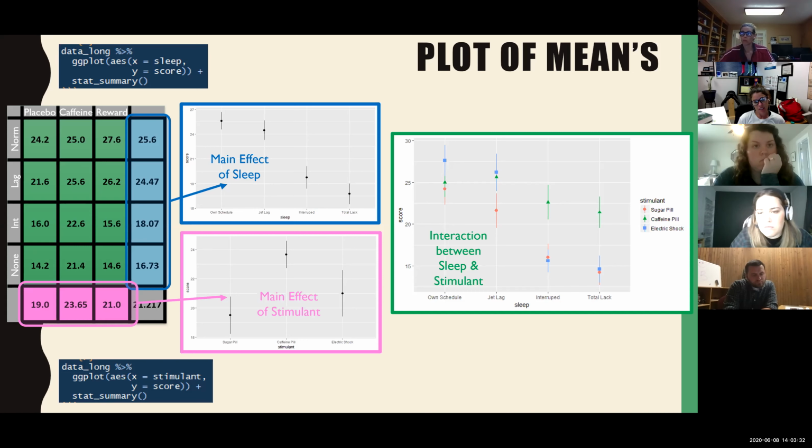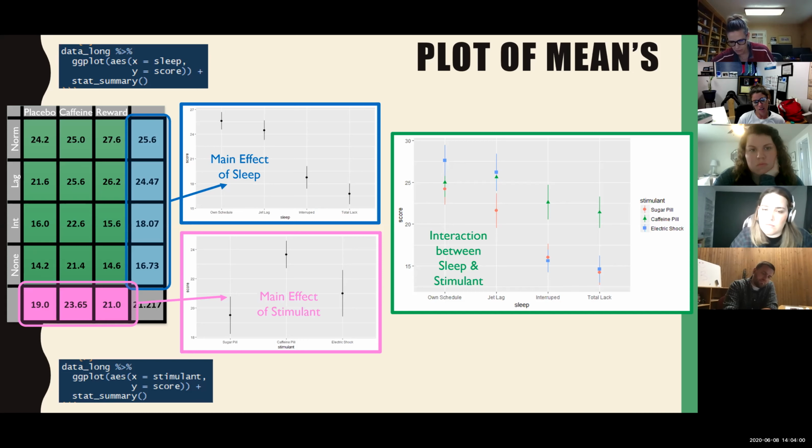So what's the ordering of the groups? Which stimulant is best? It depends. Hallelujah. That is an interaction. What did you say, Melissa? I thought it was you. It depends. The ordering of the stimulant groups depends on which sleep condition you're in.